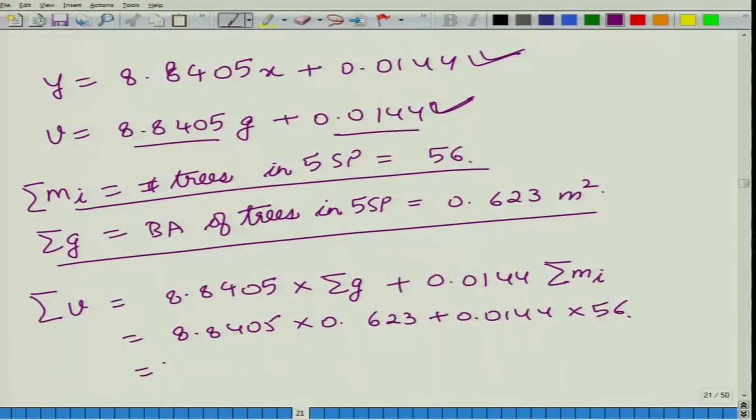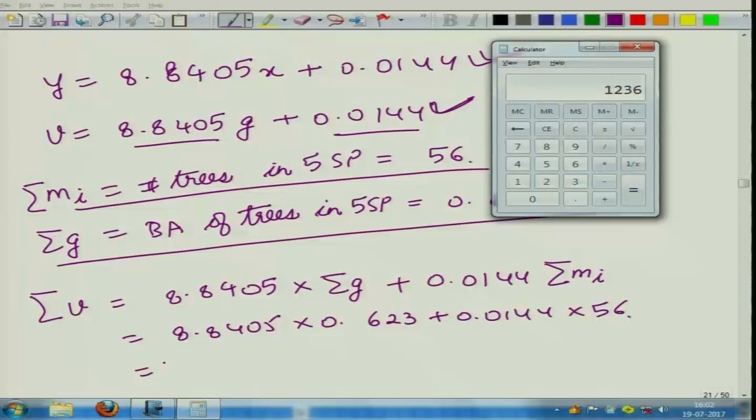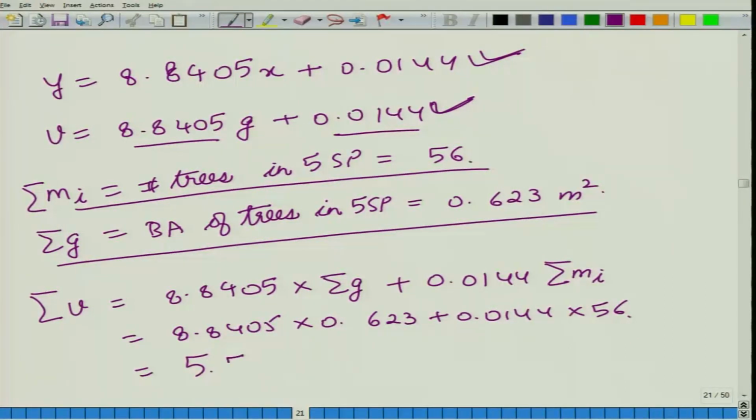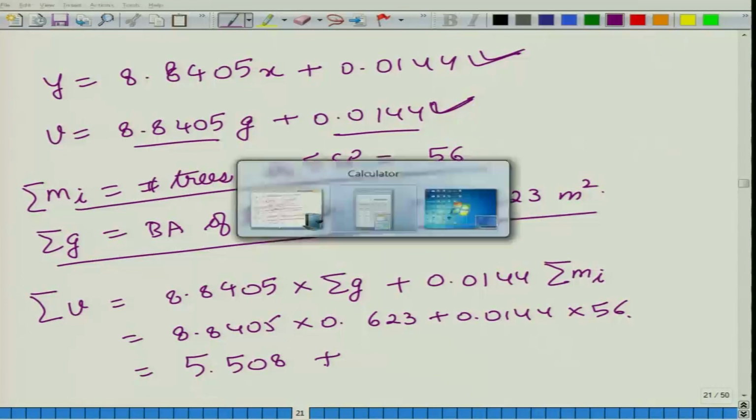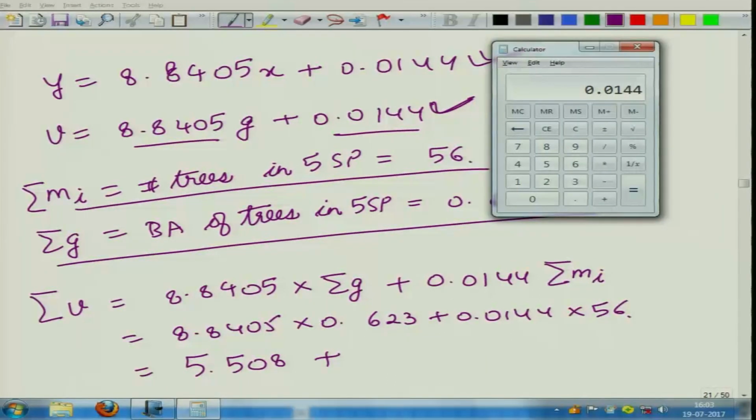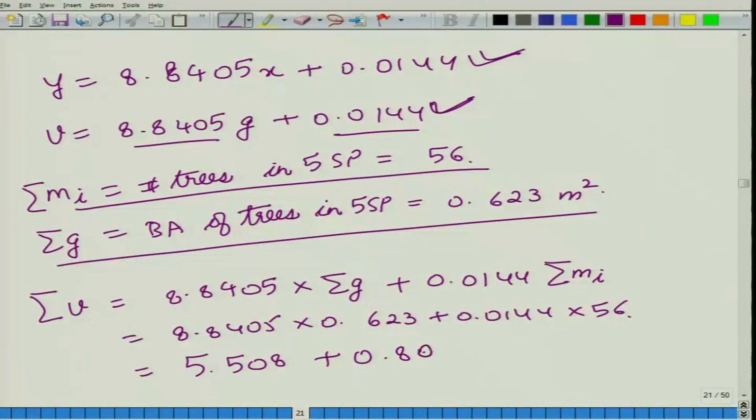So, how much is that? Here we have 8.8405 multiplied by 0.623, which is 5.507, or rounding it off, 5.508. So, we have 5.508 plus 0.0144 into 56, which is 0.806. So, this is 6.314 cubic meter.